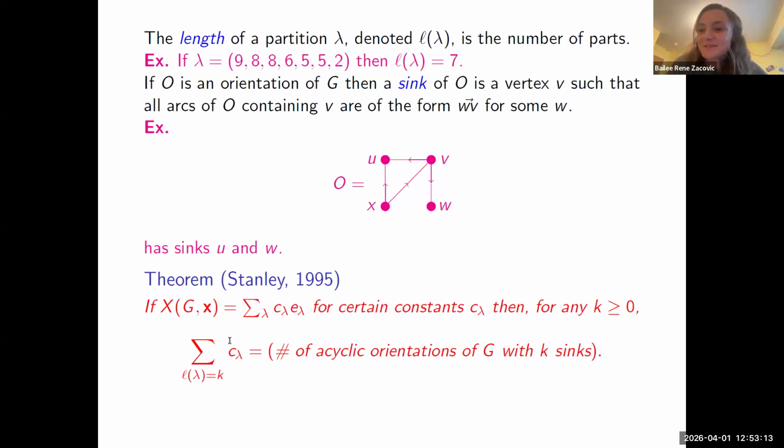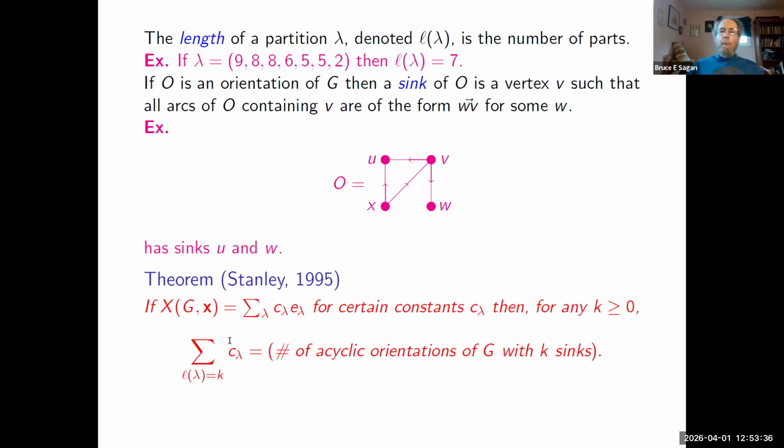I would have maybe two questions. The first question is, is there an analog of deletion-contraction for the chromatic symmetric function? Oh, I love you, Bailey. Okay, so the answer is no, directly. And how can you see this?